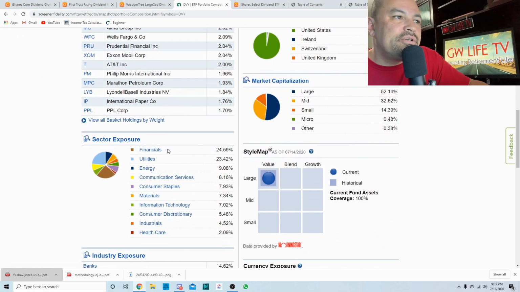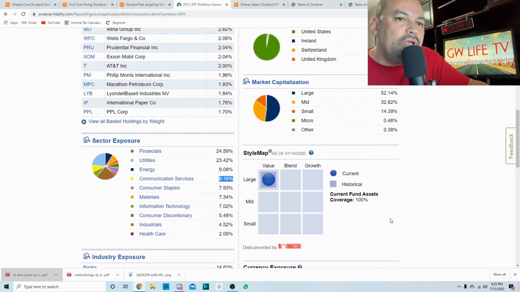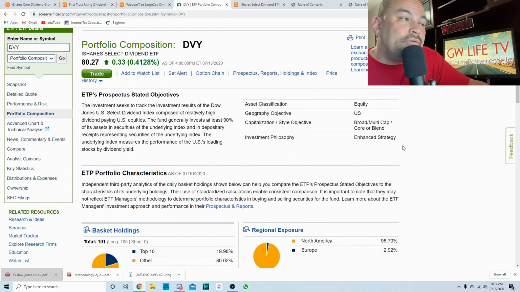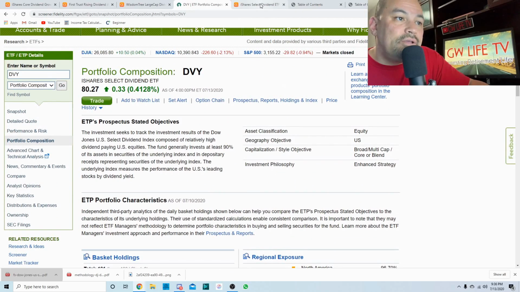And their sector exposure, financials make up 24.5%, utilities 23.4%, 9% in energy, 8% in communications, almost 8% in consumer staples, 7% in materials, 7% in technology, 5.5% in consumer discretionary, 4.5% in industrials, and only 2% in healthcare. That's a little disappointing. I'd have liked to see a little bit more healthcare in there, but they just don't fit the screen. And that is DVY.